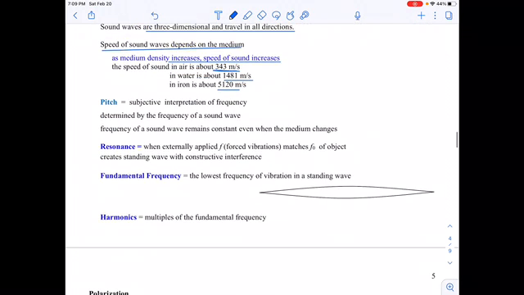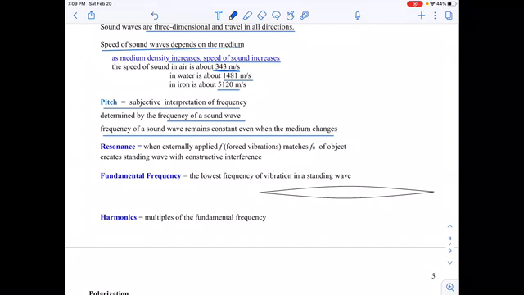Just a reminder that pitch is indicative of frequency. So high pitch is high frequency, low pitch is low frequency. It's determined by the frequency of the sound wave. And also just another reminder that the frequency stays the same even when the medium changes.